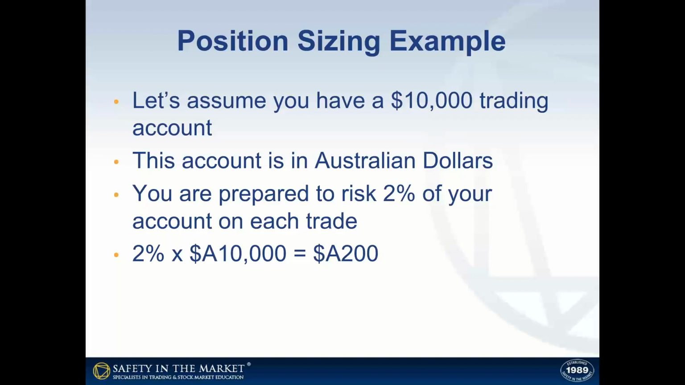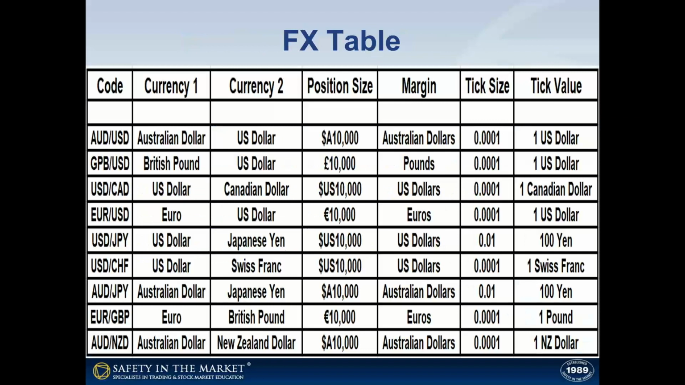Now, if you're wondering why I'm emphasizing the fact that it's Australian dollars, remember our FX table from earlier. Look at all of these FX pairs. You've got the Aussie dollar US dollar, the pound US dollar, the US Canadian dollar, the euro US dollar, Japanese yen, US dollar Swiss franc. None of them have their profit or loss in Australian dollars, but our account is in Australian dollars.